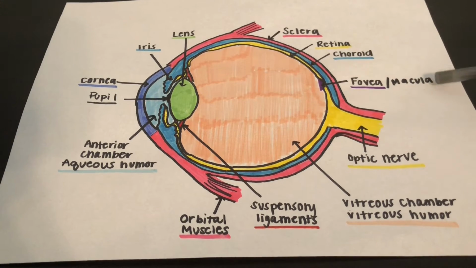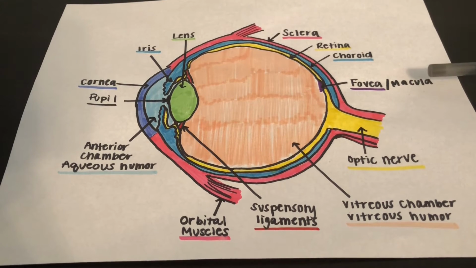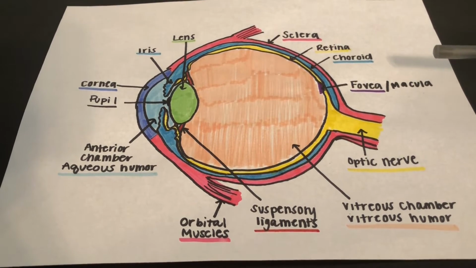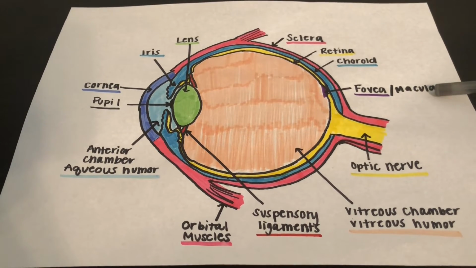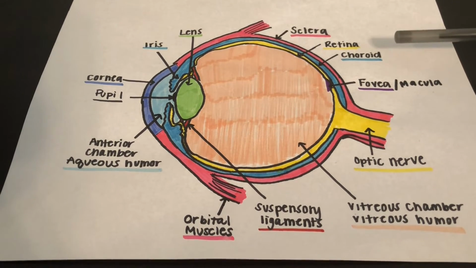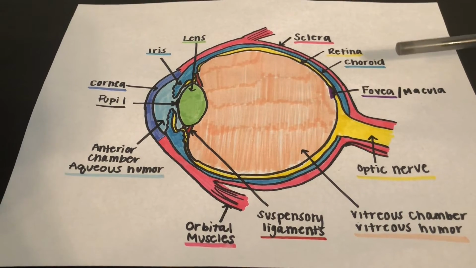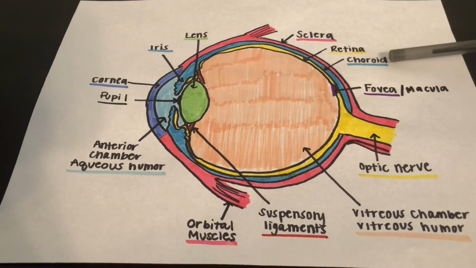Next, I have the fovea, or the macula, which is one of the most important portions of the eye. This is the functional center of the retina. This helps give us sharp central vision, which will come into play as we move through some of the disease processes. Next, I have the choroid, which is between the retina and the sclera, which provides blood supply to the eye. We all know that the body needs a blood supply to keep things moving and functioning correctly.